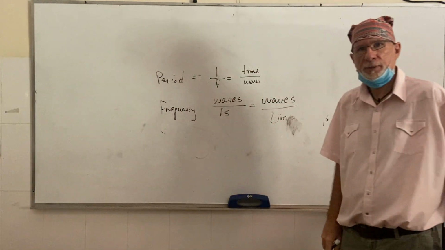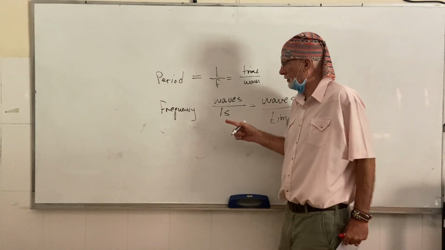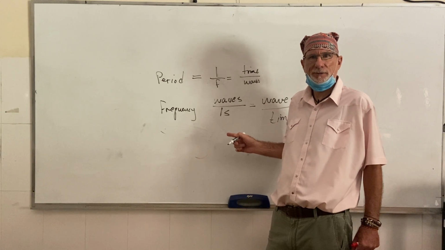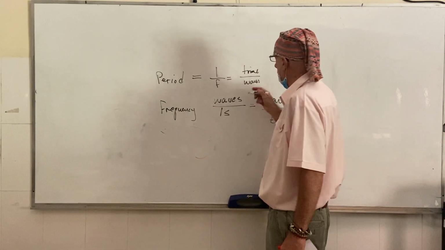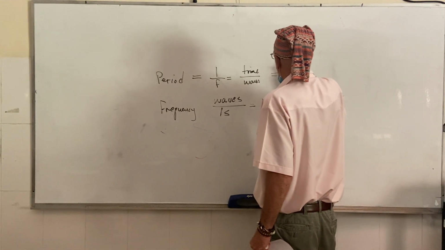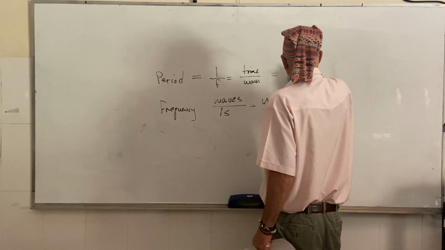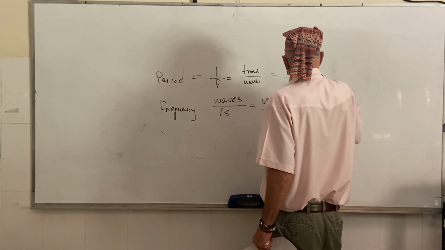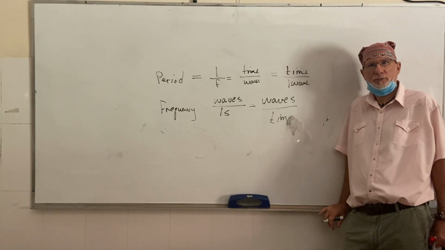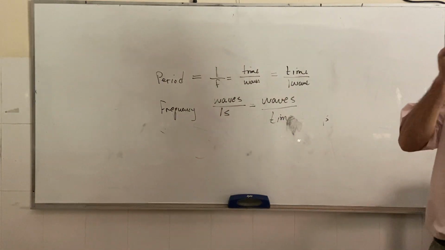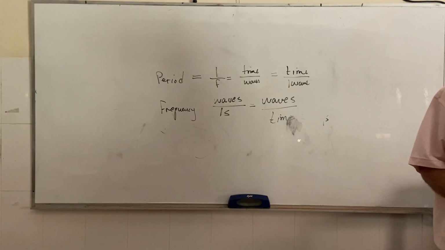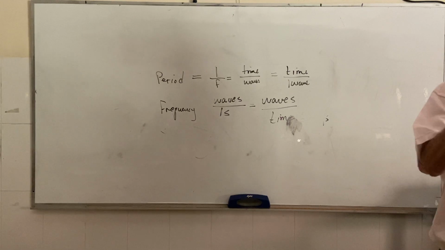So you could say the frequency is the waves per 1 second. Correct? The period is the time for 1 wave. You get it? What was the time for 1 wave? All right, the frequency of the waves is 2 waves per second. 2 waves every second. How long does it take for 1 wave?